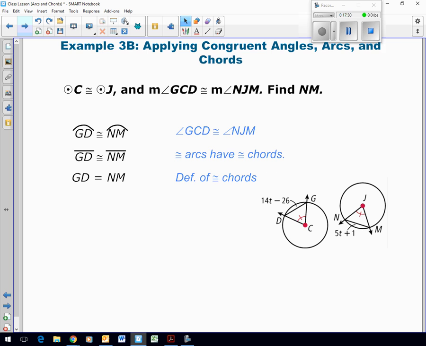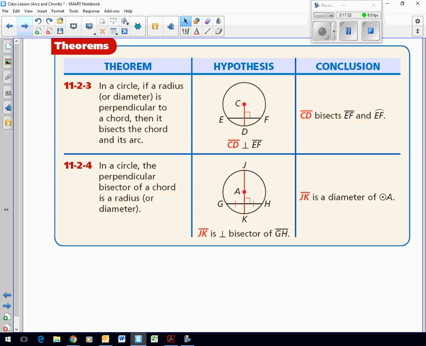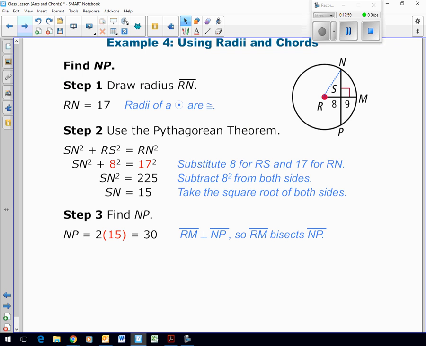I got one more important thing that we got to get down. You definitely should write these down. Okay? You know what? I'll be nice. You don't have to write them down. I got one example that you must write down. Just read it for me. In a circle, if a radius or diameter is perpendicular to a chord, then it bisects the chord and its arc. And in a circle, the perpendicular bisector of a chord is a radius or a diameter. Here's the types of problems that you're going to see. Just like this. You need to write this down.